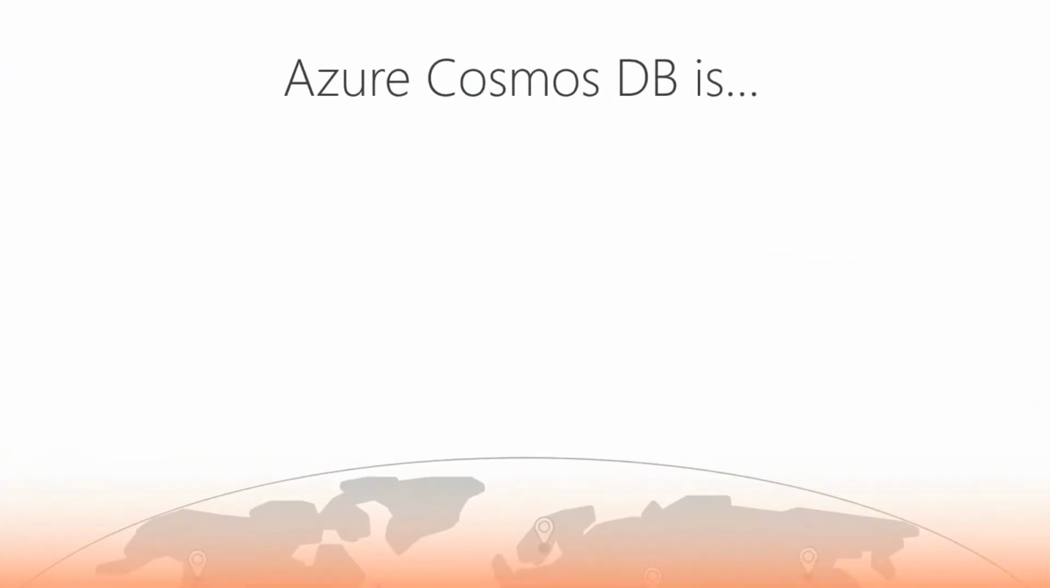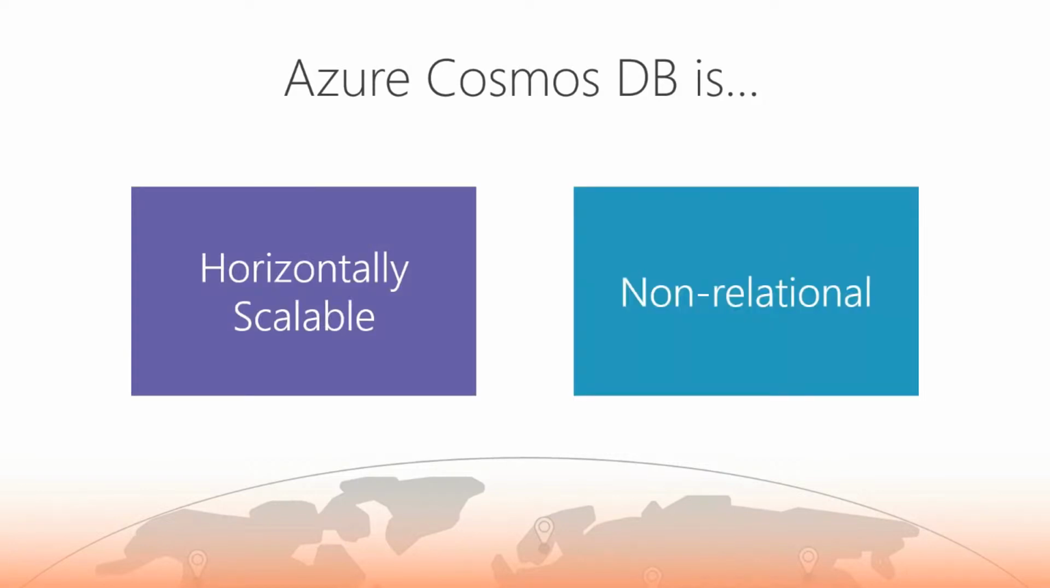Of course, Cosmos DB is many things. It is horizontally scalable, it is non-relational, and a bunch of other things. We can define it as being globally distributed, multi-model, tunable consistency. There's lots of ways you can describe Cosmos DB, but for the purpose of this session, let's just focus on these two definitions. It is horizontally scalable, and it is non-relational.